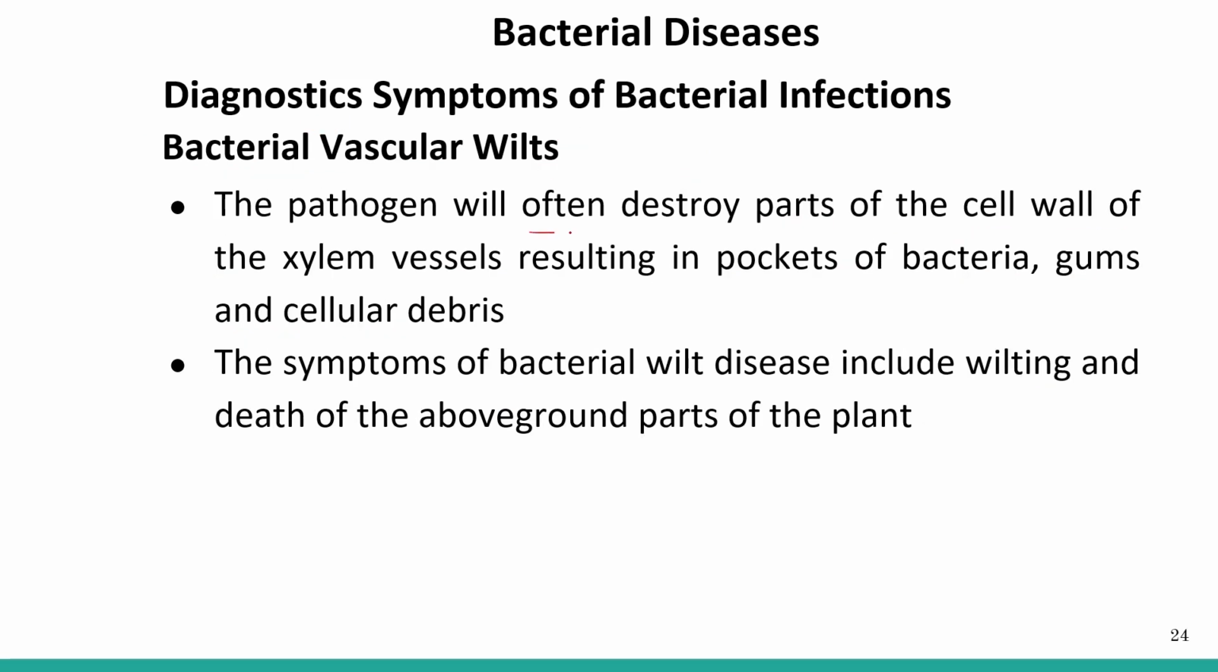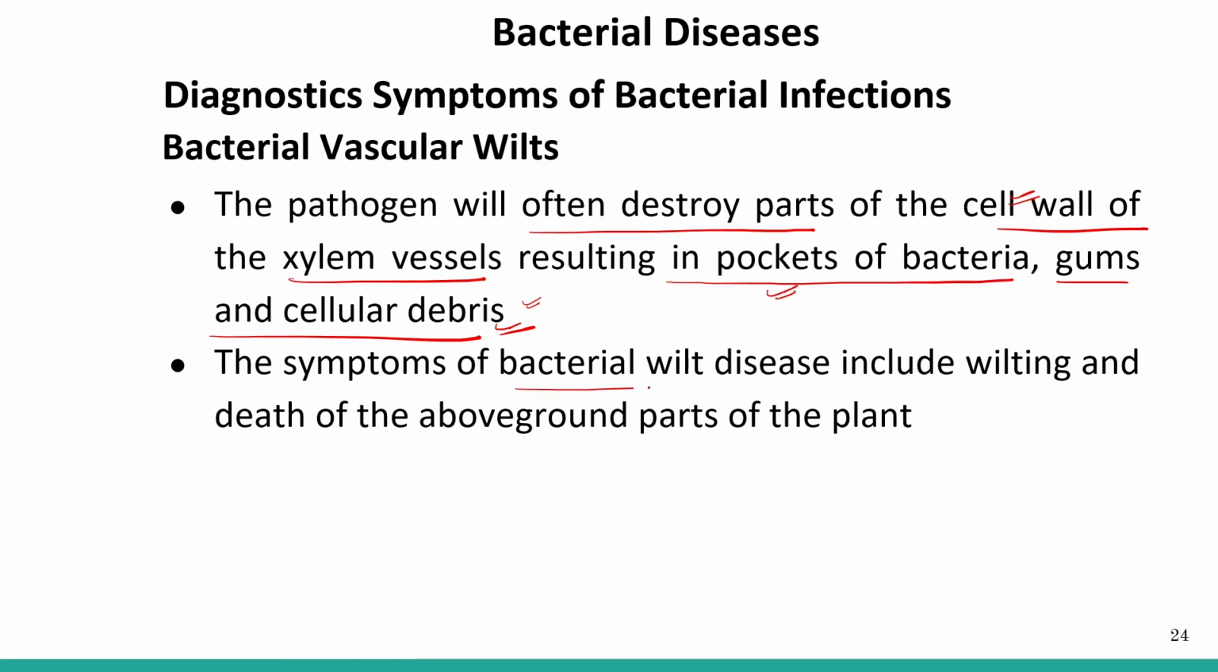The pathogen will often destroy parts of the cell wall of the xylem vessel, resulting in pockets of bacteria, gums, and cellular debris. So the cell wall of the xylem vessel gets destroyed, and that results in pockets of bacteria. Gums are also there and the cellular debris is also deposited there. So that doesn't allow the water to conduct to the upper tissue.